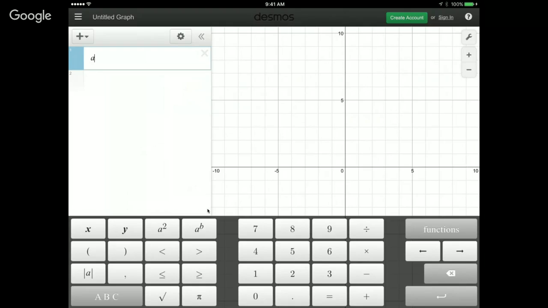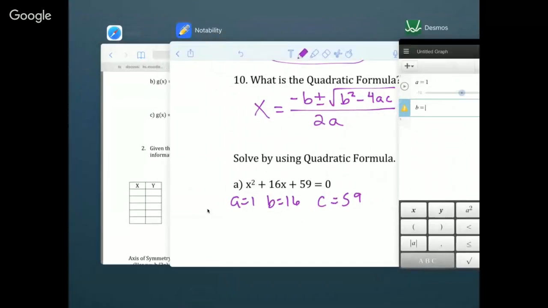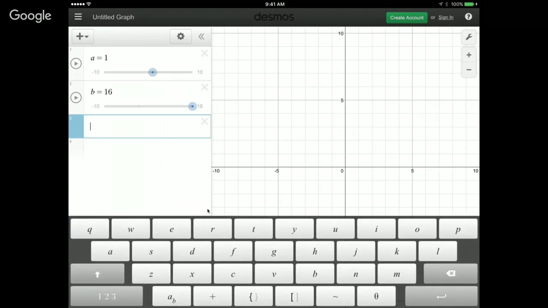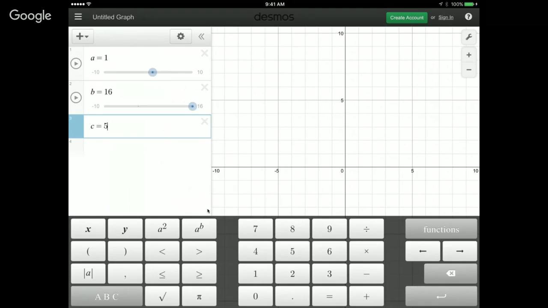A equals number. A equals 1. I have just stored 1 into A. Now you come down here and you do B equals, what's your B value? 16. So we do B equals 16. I have just stored 16 into B. And then you do C equals 59.